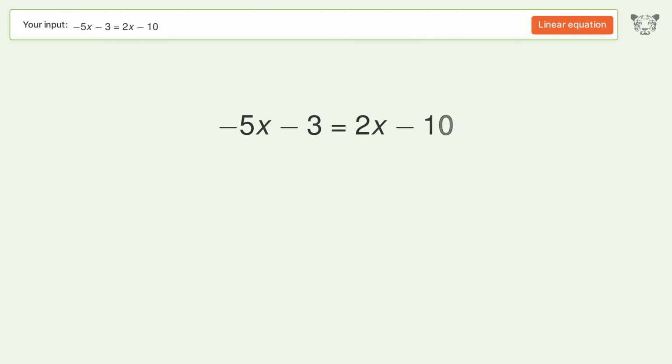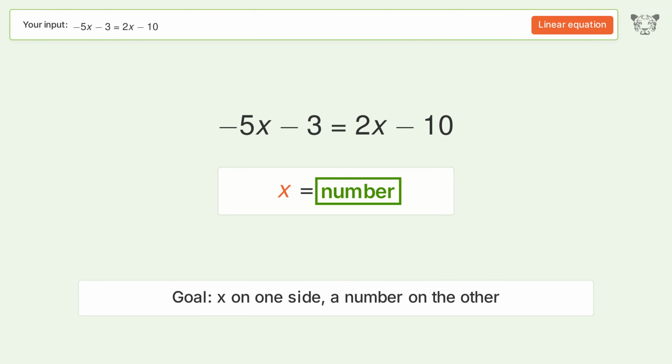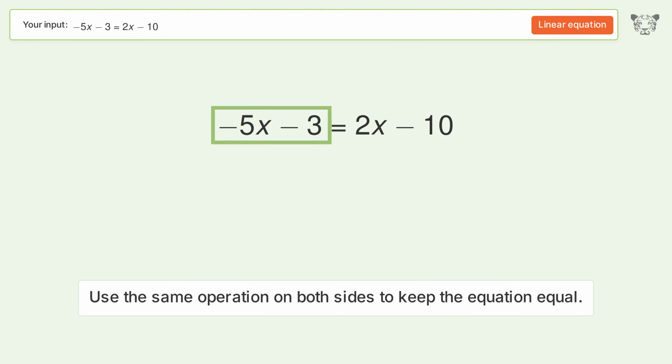Here is the linear equation we are asked to solve. Negative 5 times x minus 3 equals 2 times x minus 10. Solving means leaving the variable alone on one side, with a number on the other. Let's do this step by step. Use the same operation on both sides to keep the equation equal.